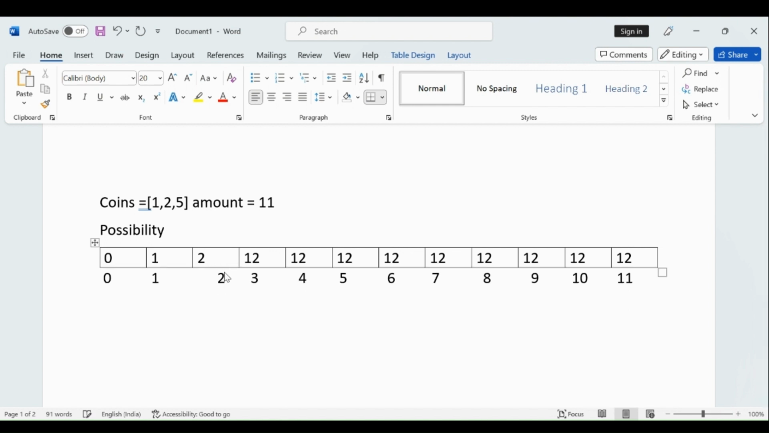Now 2 and 1, what is the minimum? So the minimum is 1. So your answer in this case will be 1.